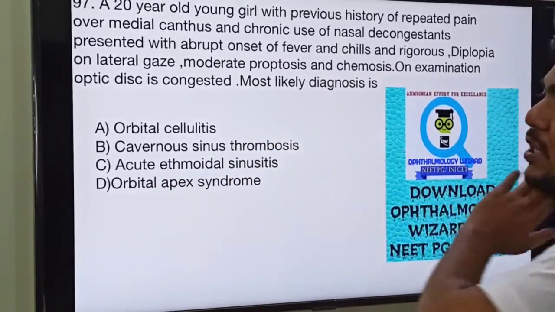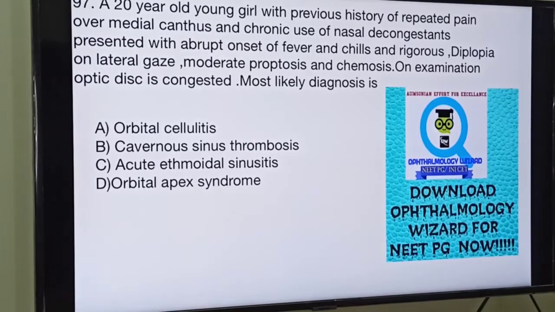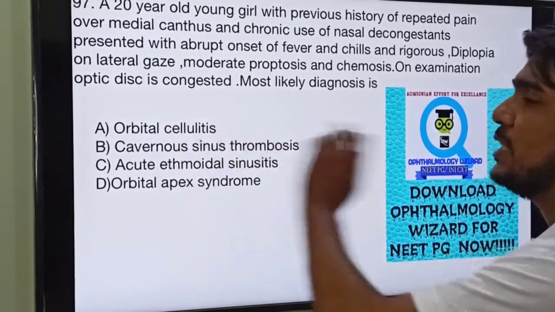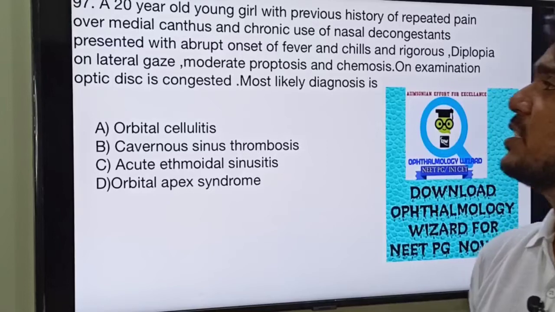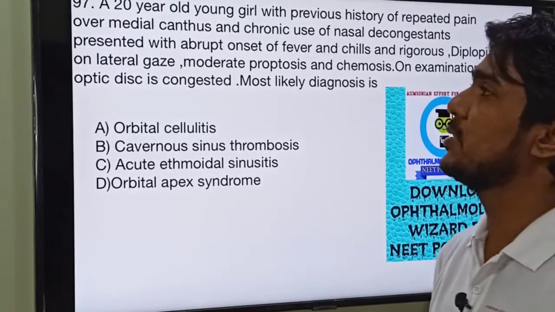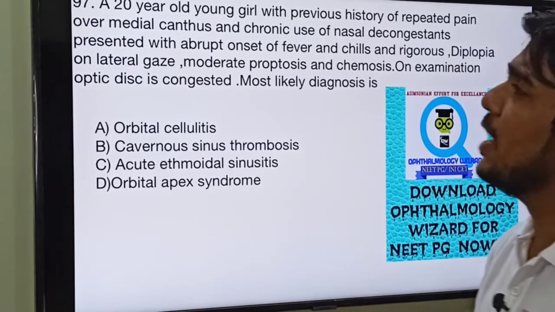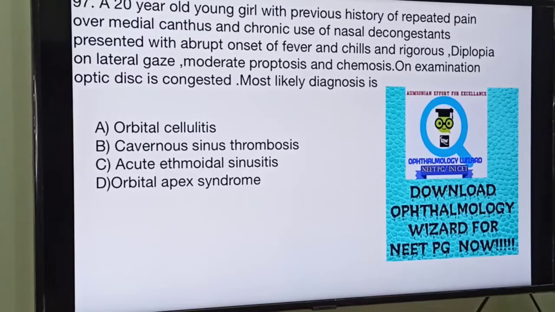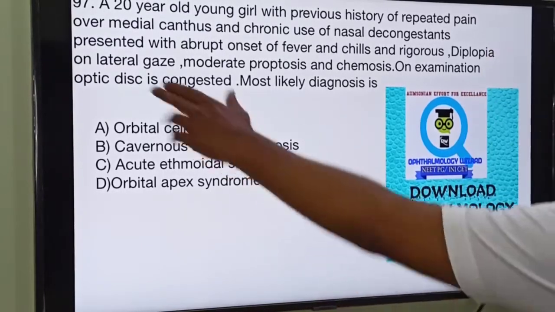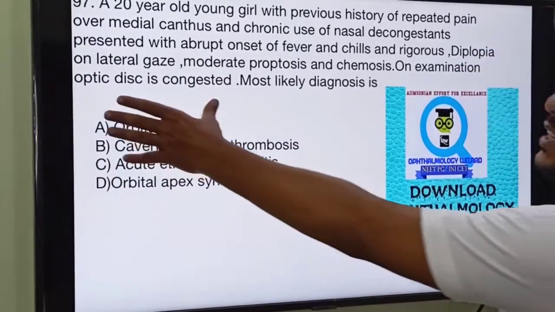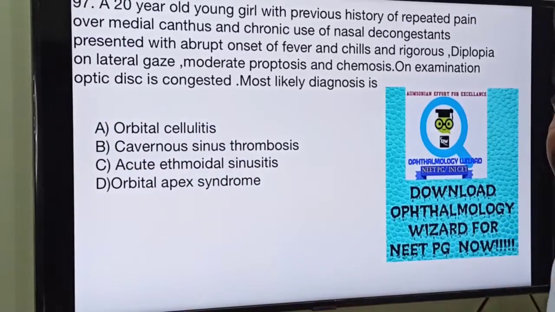Most likely diagnosis? अब ये बात करते हैं, कुछ भी diagnosis हो सकता है. How to rule out this condition? Basically, if there is orbital cellulitis, तो fever तो हो सकता है, chills भी हो सकता है, and the optic disc can also be edematous. Pain भी हो सकता है, chemosis भी हो सकता है. So this can also occur in all these things, but chronic use of nasal decongestants or diplopia on lateral gaze is going against orbital cellulitis. दूसरा, optic disc का उतना congestion नहीं मिलता है orbital cellulitis में.